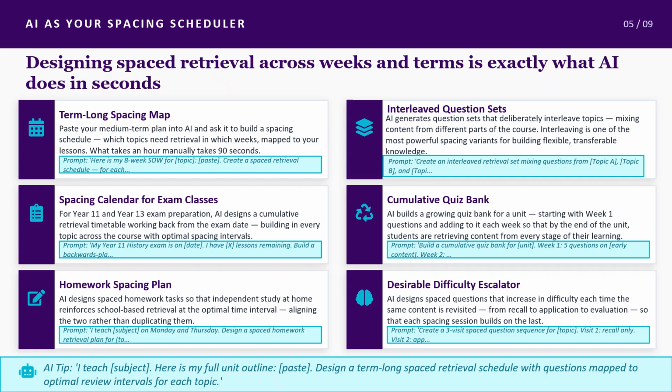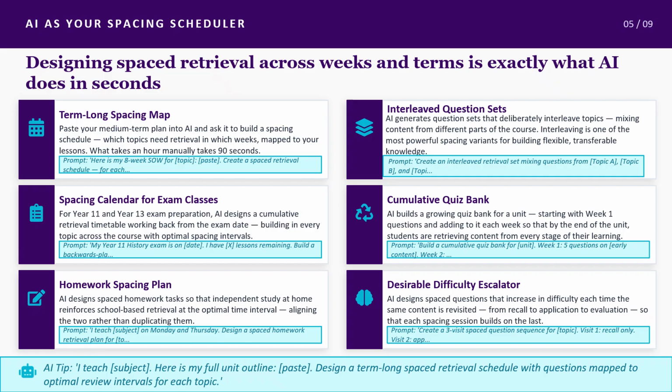Interleaved question sets. AI generates question sets that deliberately mix content from different units, reproducing the interleaving effect. This is demonstrated across multiple studies, including Kornell and Bjork in 2008 and Rohrer and Taylor in 2007, that show mixed practice is more effective than blocked practice for long-term retention and transfer. For AI to support in this, you can specify the topics, the year group, the difficulty level, and the AI produces a mixed question set with a mark scheme. Run this as a mid-unit or an end-of-unit retrieval task.